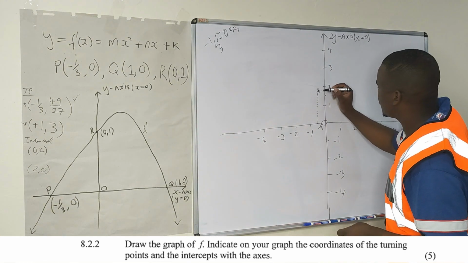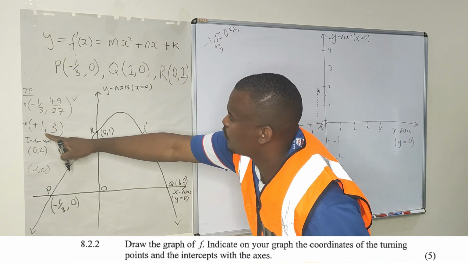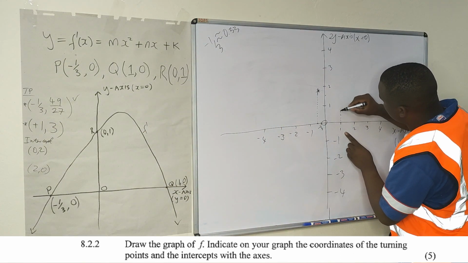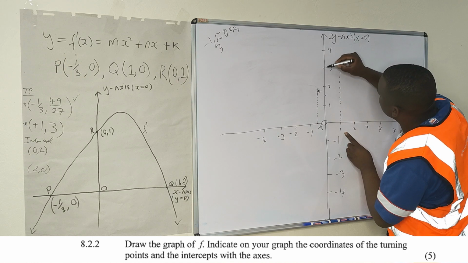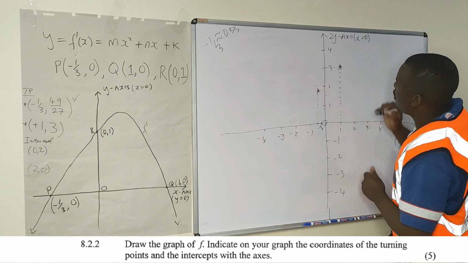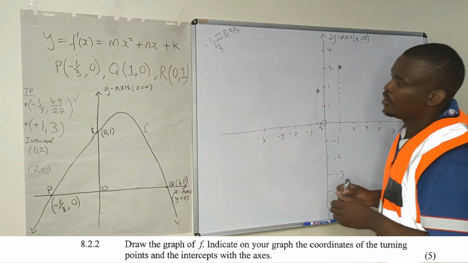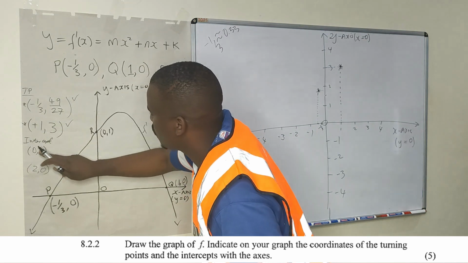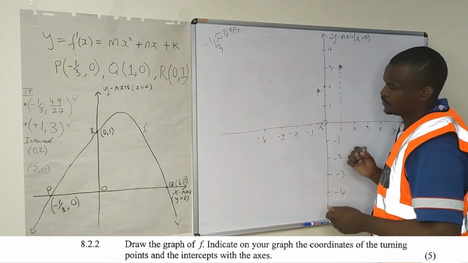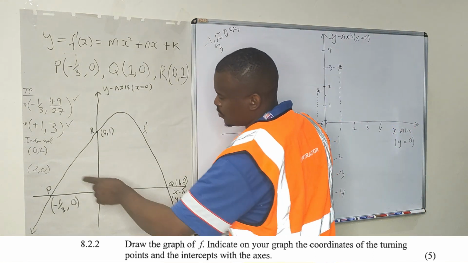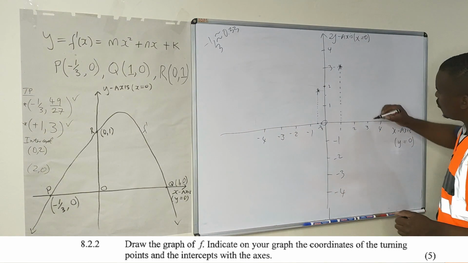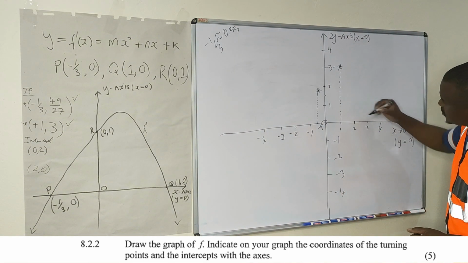Let me make it a star so that I remember. So you have 1 and 3. 1 is here, and 3 is here. So I'll say this is our second turning point. Then we have the y-intercept at 0 and 2, so it's here. What else? We have the x-intercept at 2 and 0, here.